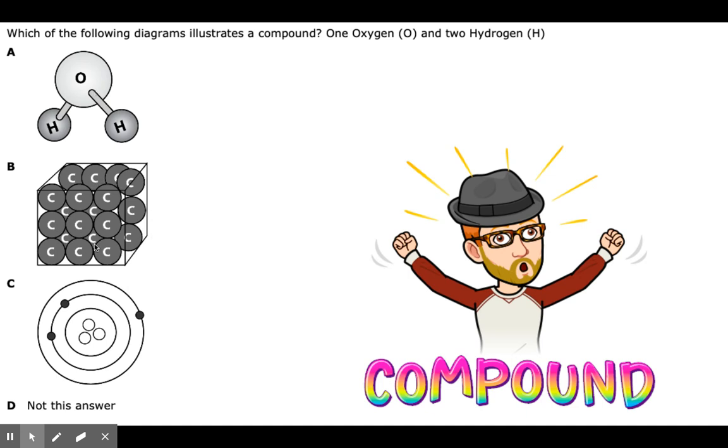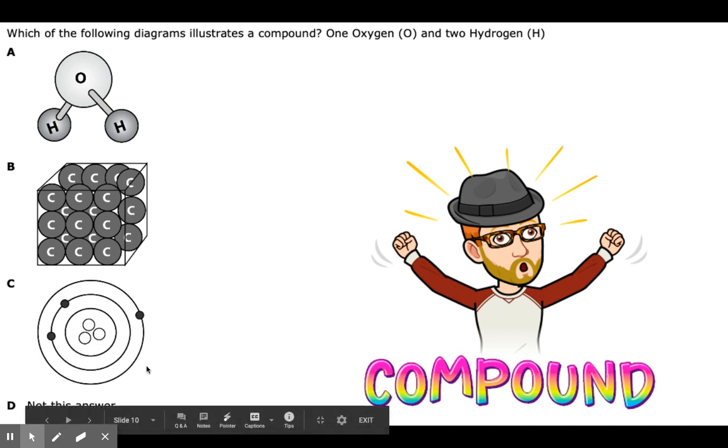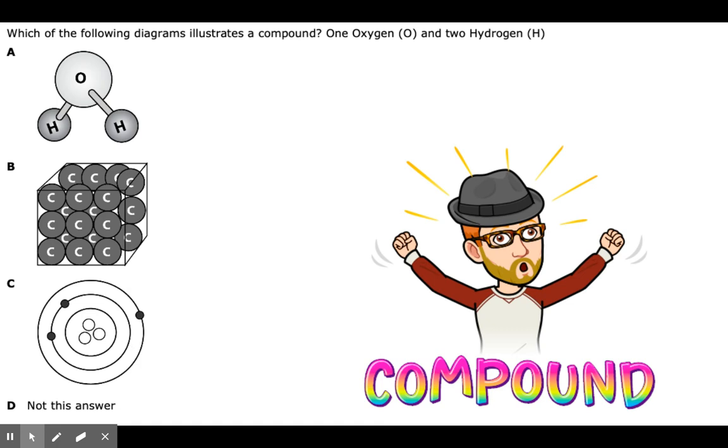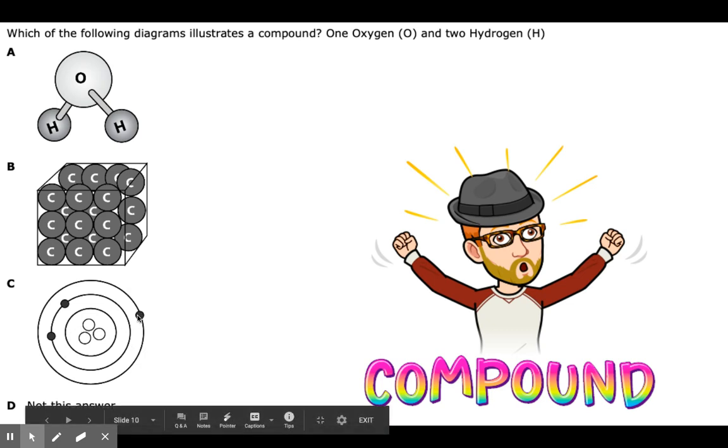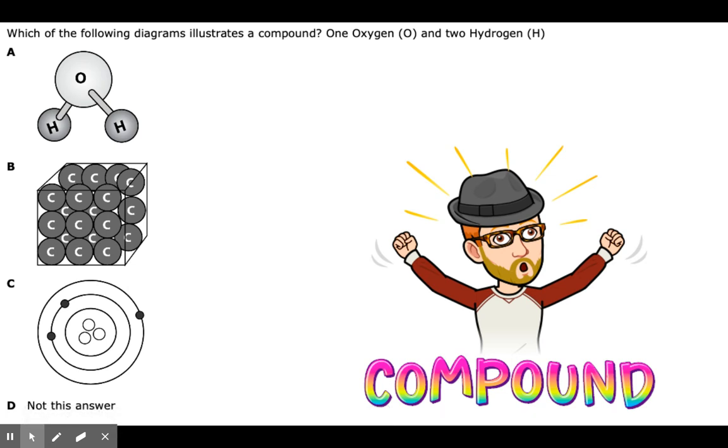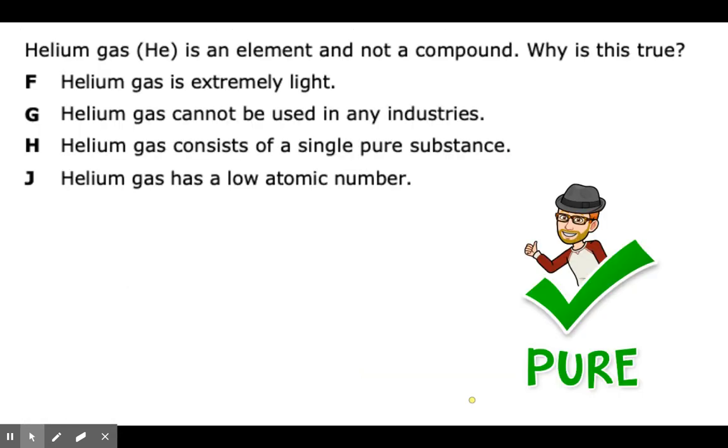This is all carbons. Letter C stands for carbon, so it's all the same substance, so it's not a compound. It's an element. And here it's an atom, so obviously it's only one atom, so it's only one type of thing. So this is lithium, but it's an element. And D says not the answer. So if you ever pick not the answer, that's going to be wrong because it's not the answer.